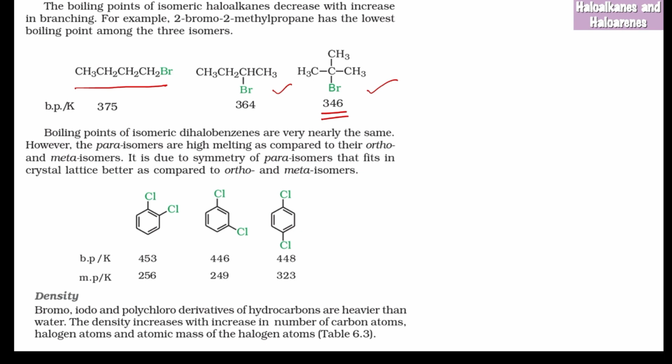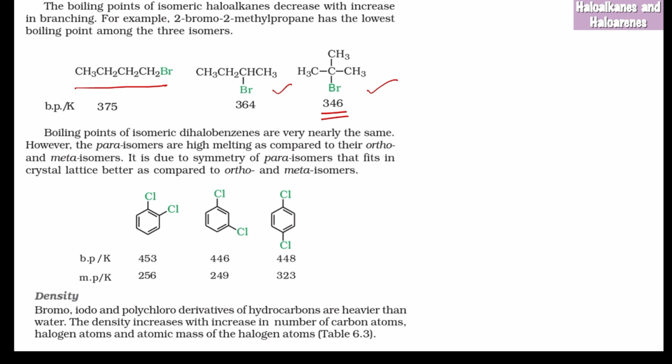So what is the reason behind the decrease in the boiling point due to branching? Due to branching, the effective surface area decreases. The molecule assumes a more or less spherical shape, so effective surface area decreases, as a result of which the van der Waals forces of attraction decrease and the boiling point also decreases.